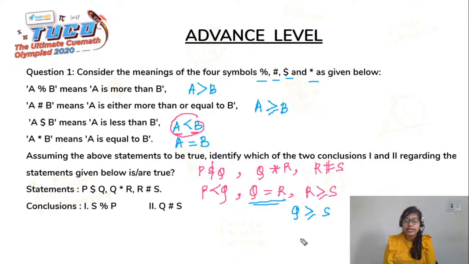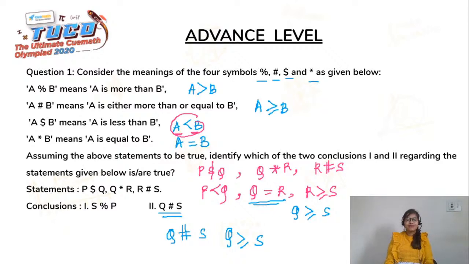So this is my first inference, and this inference also comes from the fact that A hash B means A is either more than or equal to B. So we have Q hash S. So as per Q hash S, you could say that Q is greater than or equal to S. Okay. So that means our second statement is right.